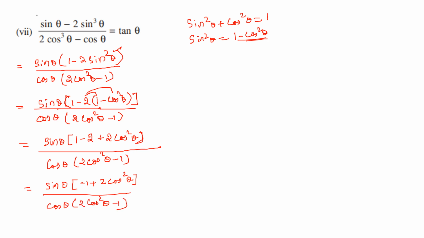Now you can see the numerator and denominator are the same. If you arrange it, 2 cos square theta minus 1 in the numerator will also become the same, and you are left with sin theta by cos theta, which will give the value as tan theta. So this is equal to your RHS. So that's what you have to prove.